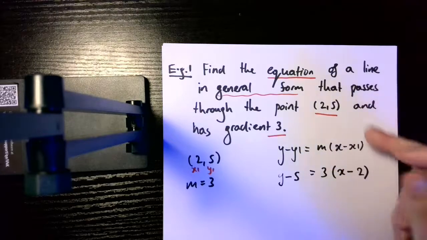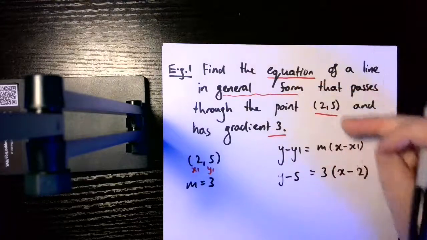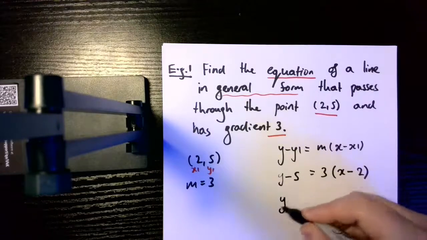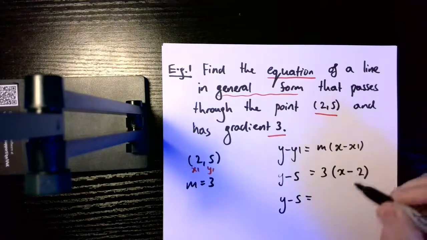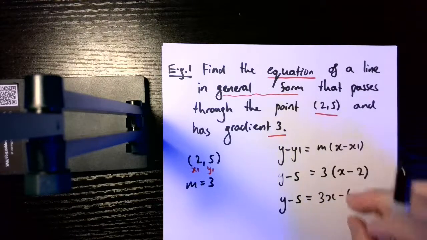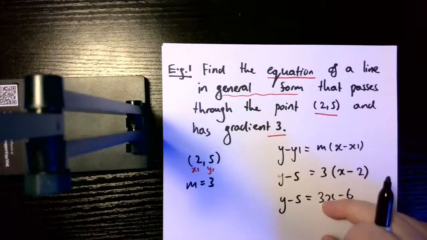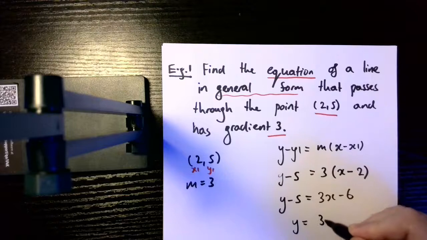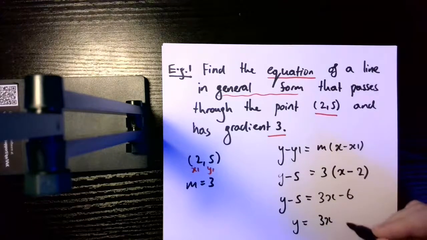Now, it asks me to write this equation in general form. So I'm going to expand everything out and move everything to one side. y minus 5 equals, expanding out these brackets, 3x minus 6, because 3 times x and 3 times negative 2 gives minus 6. Remember, with the general form, I want x to be positive and first. So I'm going to move everything to the same side as the x. I'll move this minus 5 and add it, so y equals 3x minus 5 plus 5... no, minus 6 plus 5, which gives minus 1.